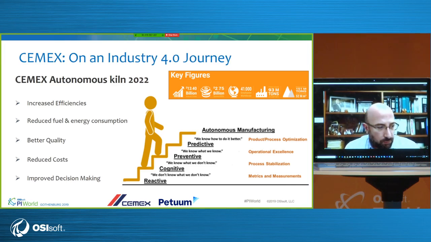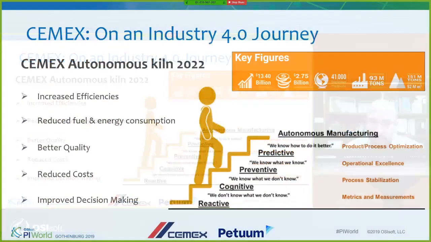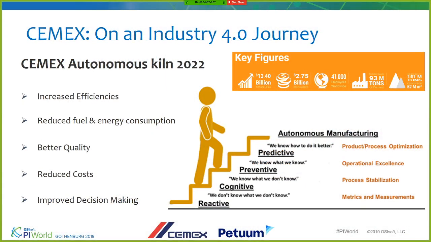So we began this journey probably 2 or 3 years ago, and we set a goal. We said we want to have an autonomous kiln by year 2022. Probably we're going to get there faster, but the idea is this is not a 100-meter dash. This is like a marathon, and we need to be working towards that vision slowly, but with very hard steps toward that goal. Why? Because we need to increase our efficiency, to have better products, to have reduced cost.